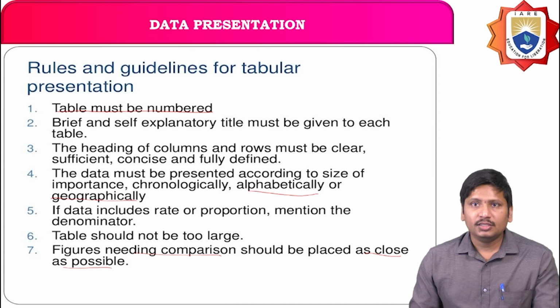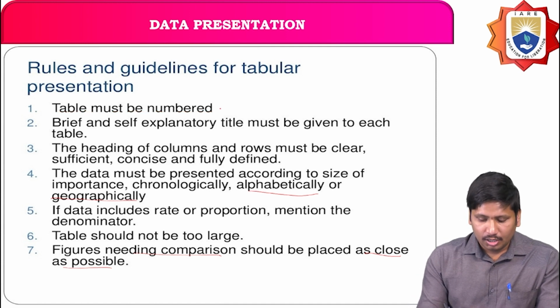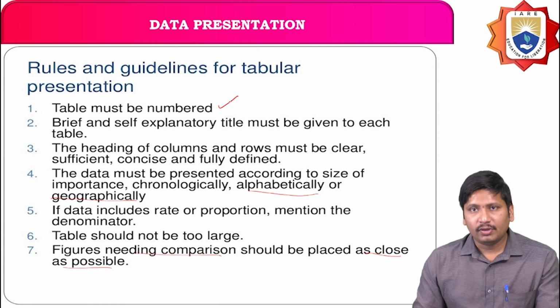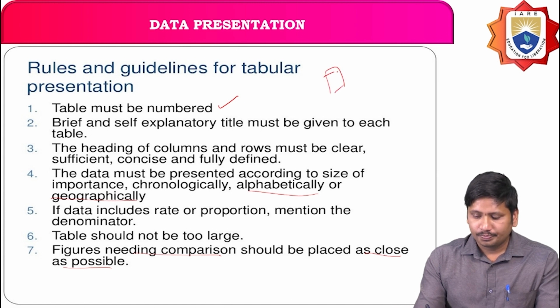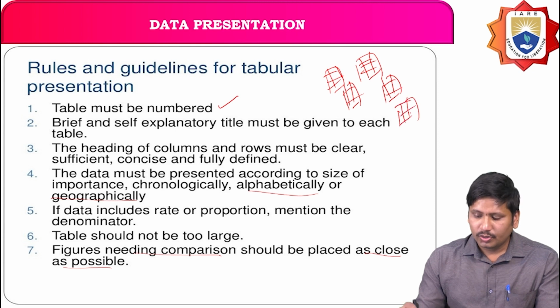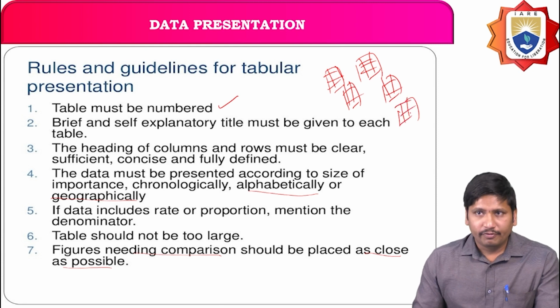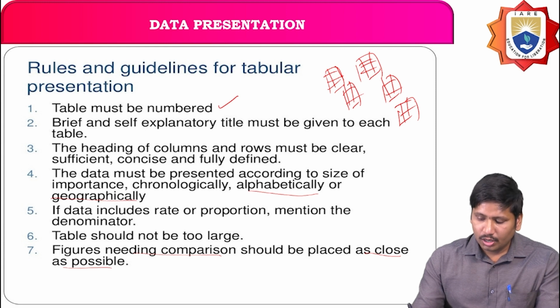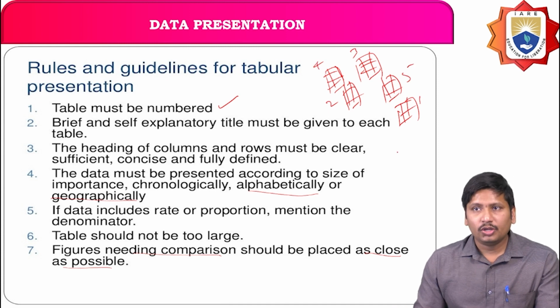So the first one is that the table must be numbered. Since an application has so many tables, we have to give some numbering to each table. Suppose we have some 100 tables, and one is taken randomly. Since we are taking the tables in different ways, we have to decide what should be the first one, what should be the second one, the fourth one, the fifth one. So like this we have to give some numbers.